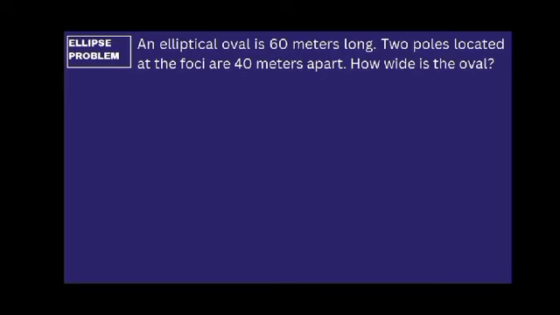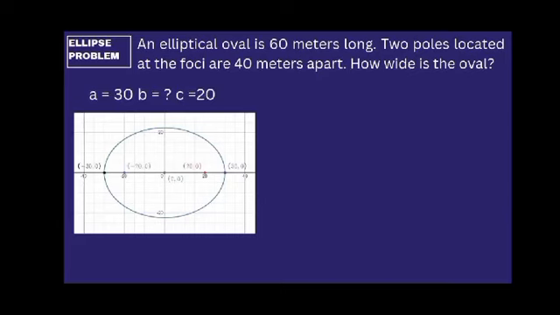Good day everyone. For question number 3, an elliptical oval is 60 meters long. Two poles located at the foci are 40 meters apart. How wide is the oval? The given is a equals 30, b is missing, and c equals 20. Yan, nakuha ang 30 sa a kasi ang kalahati ng 60 is 30. Ganun din sa c, sa foci. Kalahati ng 40 which is 20.